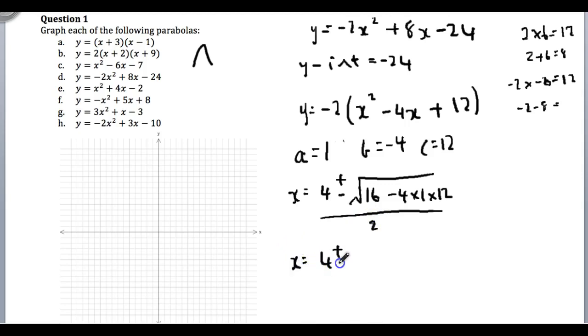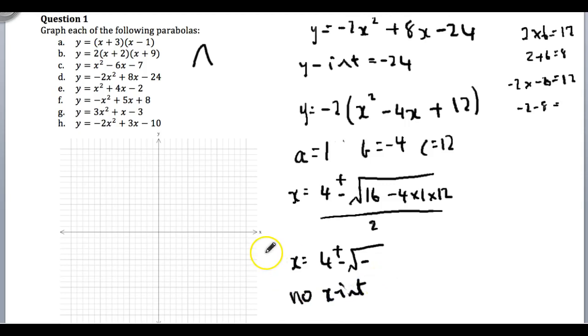So we have 4 plus or minus, what have we got here? 4 times 1 times 12. Oh, this clearly has no x-intercepts. Okay, so I'm going to get the square root. 4 times 12 is 48. So 16 minus 48 is going to give me a negative number. I don't have to work it out because at this point I know I have no x-intercepts.